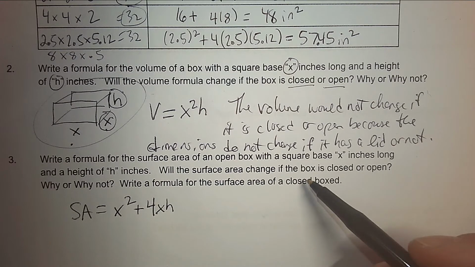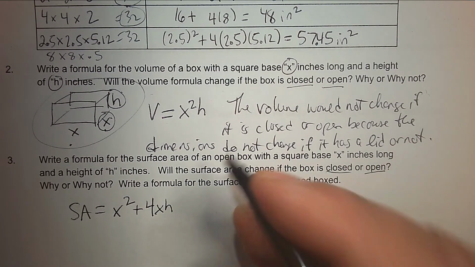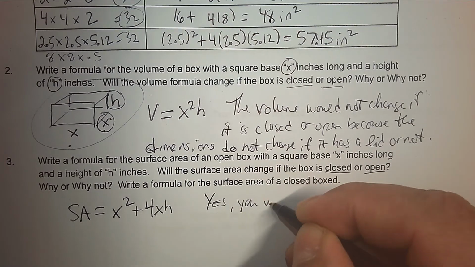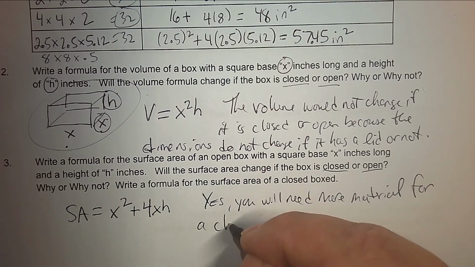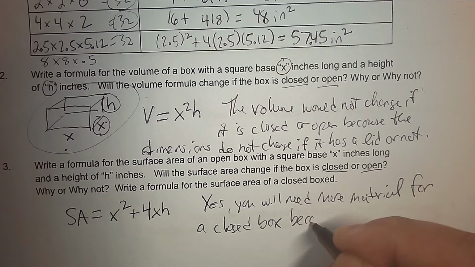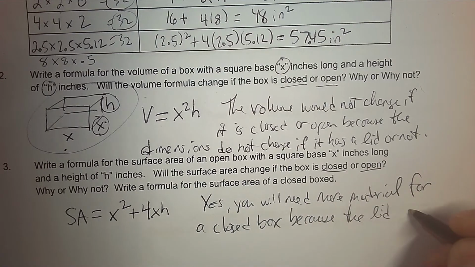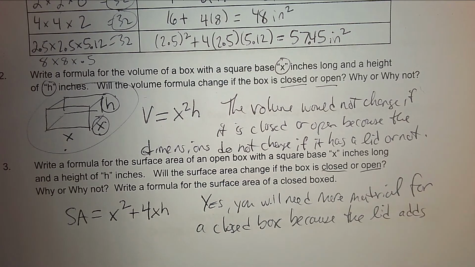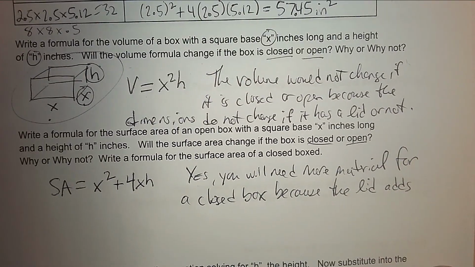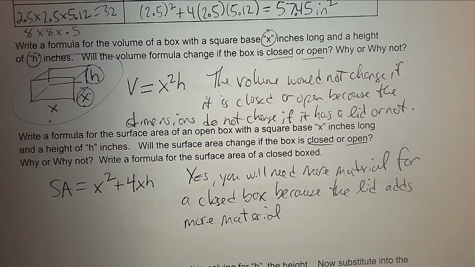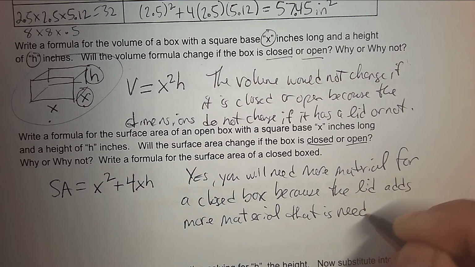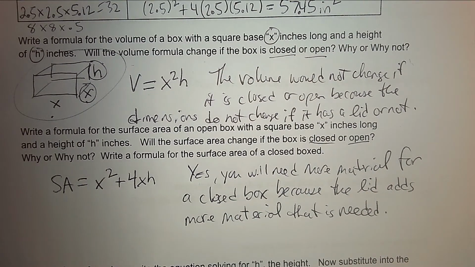Will the surface area change if the box is closed or open? Yes. Why? You will need more material for a closed box. So why will it change? Because with a closed box you need more material because now you have a lid. So does the volume change whether it's closed or open? Because the dimensions don't change, right? But do you need more material if you have a lid?